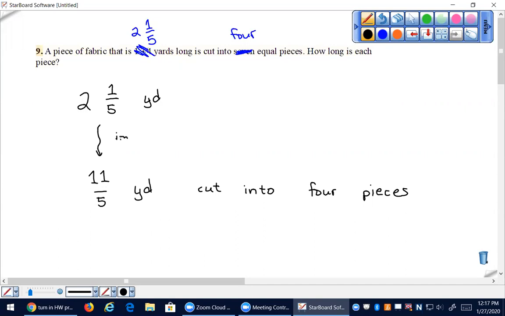Oops, come on. It's not letting me write. Okay.